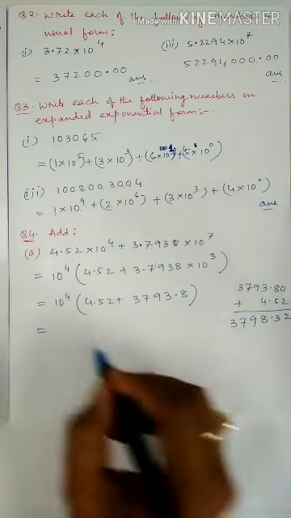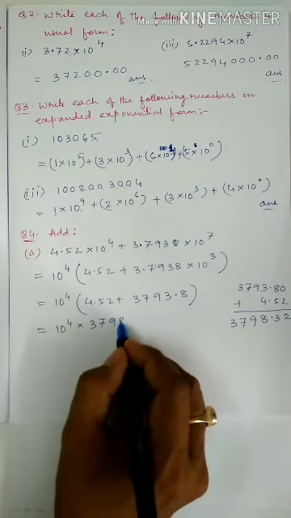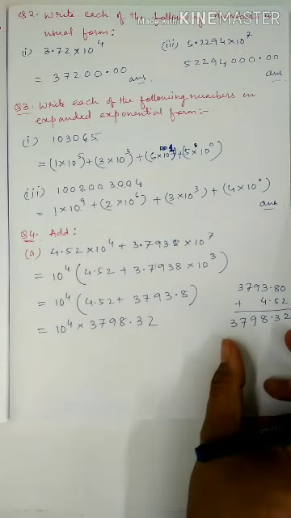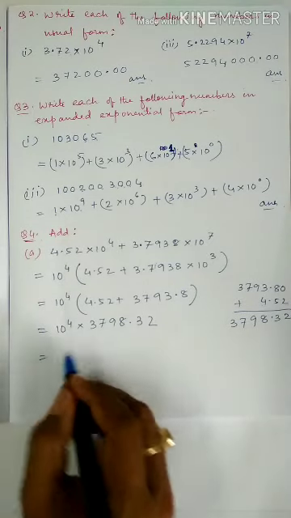So 3.7 into 10 to the power 4 into 3798.32. So this is our answer. Okay. Now we have to convert this into standard form again. You see it is not in standard form.